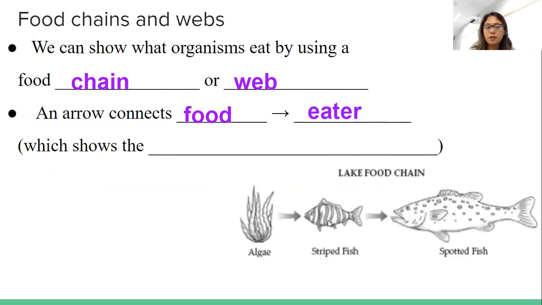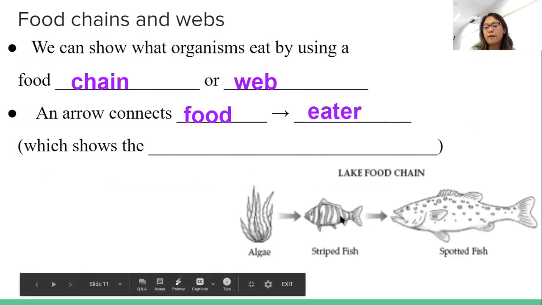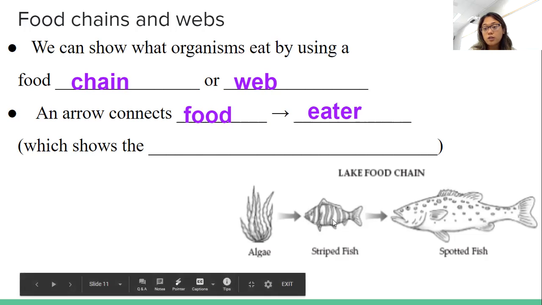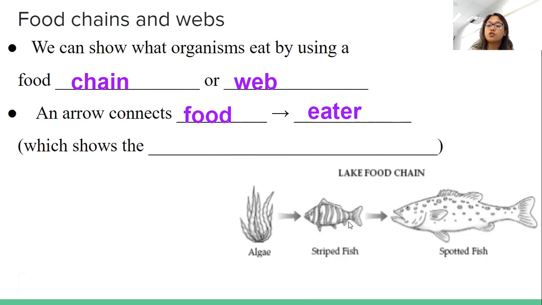But I want us to take it a step further and show that the arrow points to where the energy is going next. So the algae has all this energy, and it gives it to the striped fish when it's being eaten by the fish. That's why the arrow is going towards the striped fish. Now the striped fish has all this energy, and the arrow is pointing to the spotted fish because the energy goes to the spotted fish. So make sure you keep in mind that the arrow points to where the energy is going next.